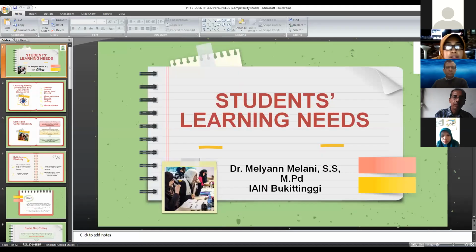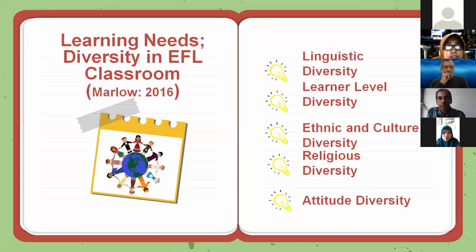All those things are done by considering what our students' needs and preferences are. Well, the first differences in our students relate to linguistic and learners' level diversity. These two terms have become more popular in making decisions on learning as compared to ethnic, cultural, religious, and attitude diversity.